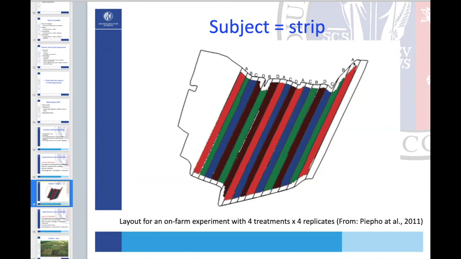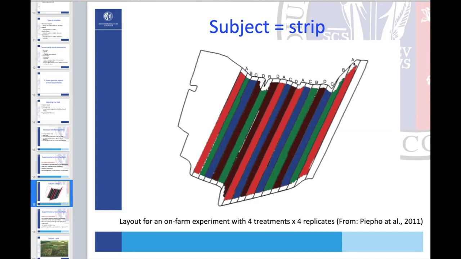These strips are rather big. They might be 1 hectare, for example, or even more than 1 hectare. But they are big enough to be able to use the usual farm machinery. So we don't need to use specific experimental machinery. We work as a farmer would work in the same conditions, right?